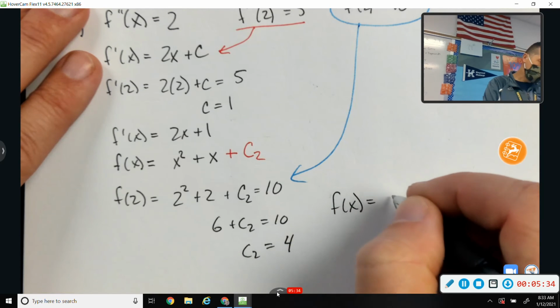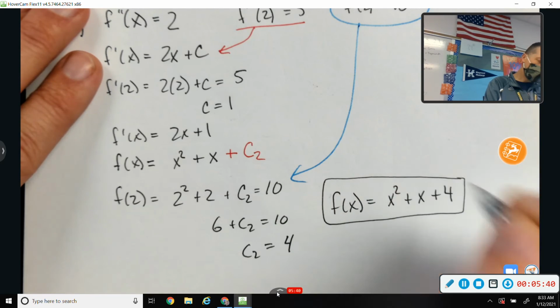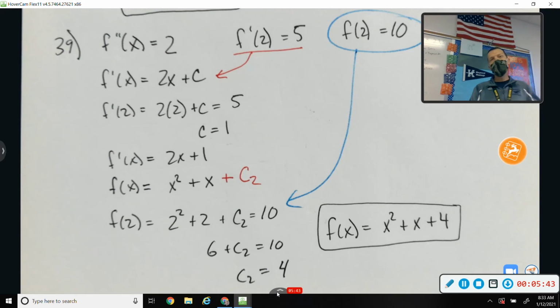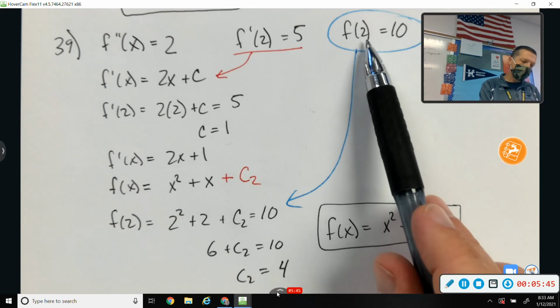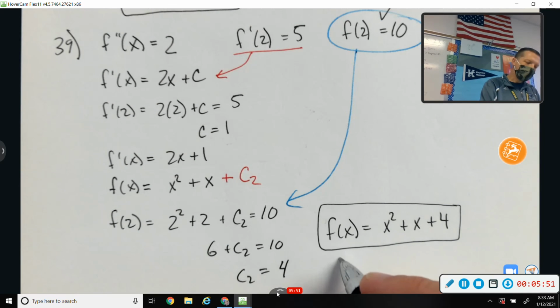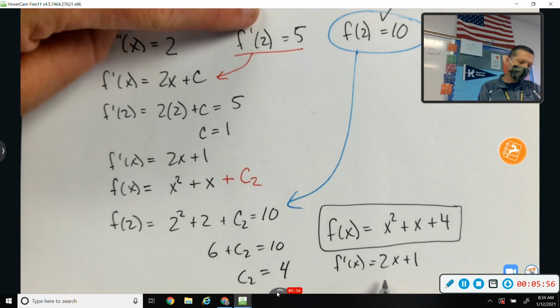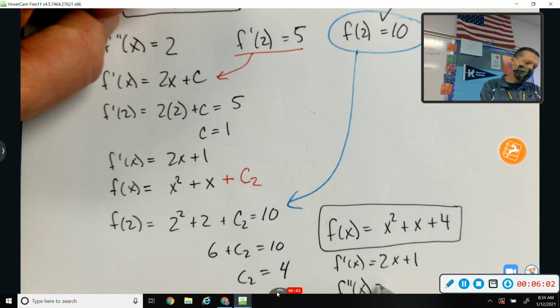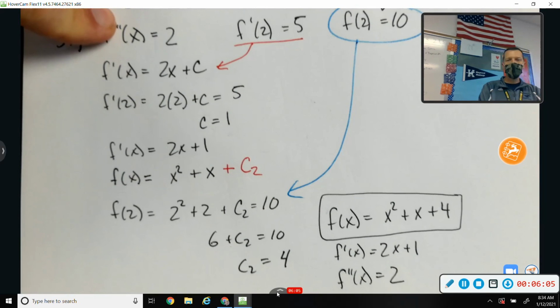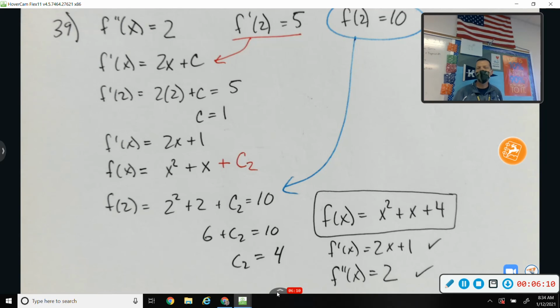And so now we've got everything we need. F of x equals x squared plus x plus 4. And I guess if we really wanted to make sure, we could plug this in again. If we plug in 2, 4 plus 2 plus 4 is 10. That works. If we take a derivative, we get 2x plus 1. Plug in 2, we get 4 plus 1 is 5. And if we took a second derivative, we'd get 2, which is what we started this problem with. So we don't have to do that, but it's not a bad check, and it's usually a quick check to see if it works.